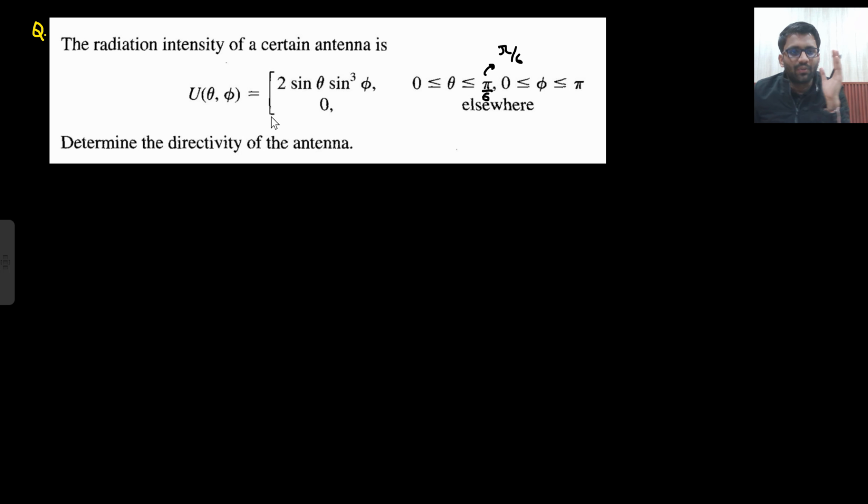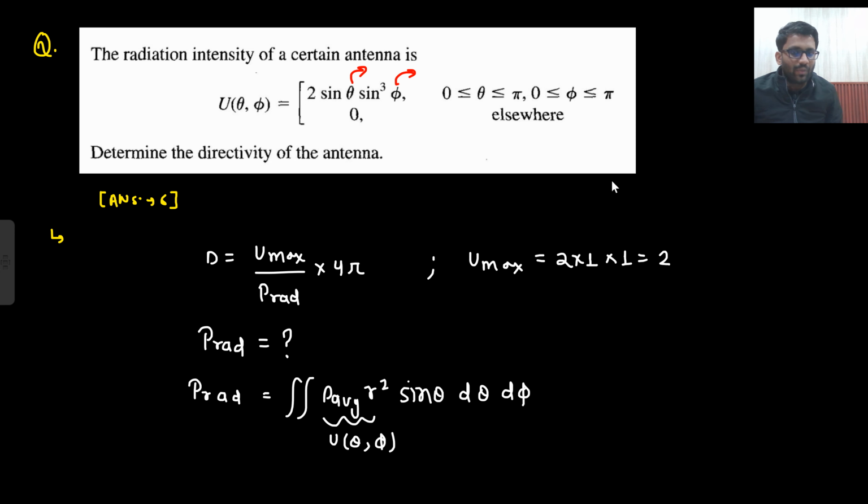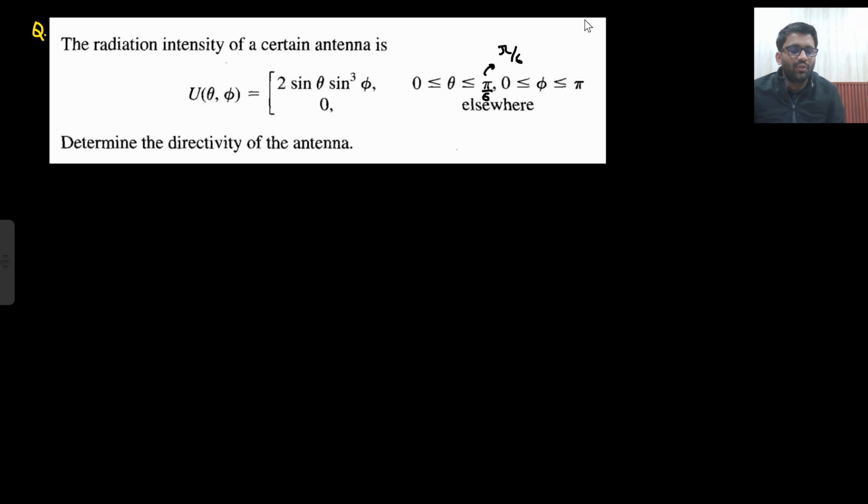I will take a pause. You can try doing it on your own. What is the thing that you need to notice here? That is, the limit of theta is changed from 0 to pi by 6. The limit of theta is changing from 0 to pi by 6. In the previous question, it was from 0 to pi. Now it is from 0 to pi by 6. Okay. So try solving it on your own. Use your brain. Okay. So I will take a pause. Then I will come back. Yeah. So let's try now.